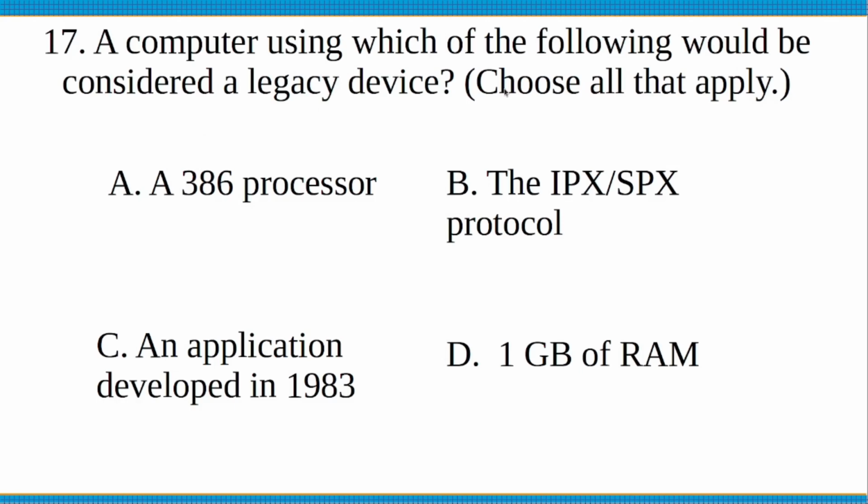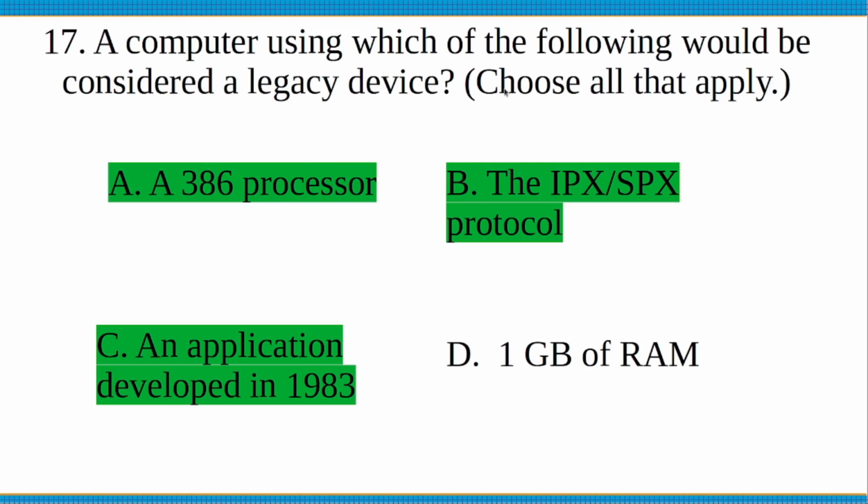Question number 17. A computer using which of the following will be considered a legacy device? Choose all that apply. A. A 386 processor. B. The IPX/SPX protocol. C. An application developed in 1983. And D. 1 gigabyte of RAM. Alright, so the answers here are A, B, and C. All of these have to do with legacy devices. So it comes down to older hardware, software, or network protocols. A system with only 1 gigabyte of RAM might be a little bit underpowered, but that in mind, it does not make it a legacy device.